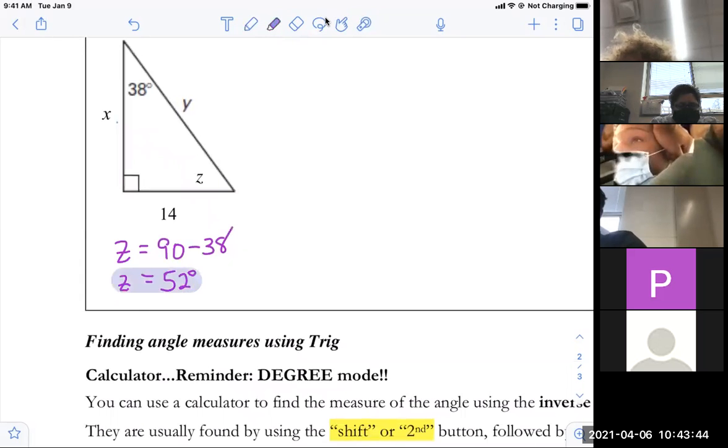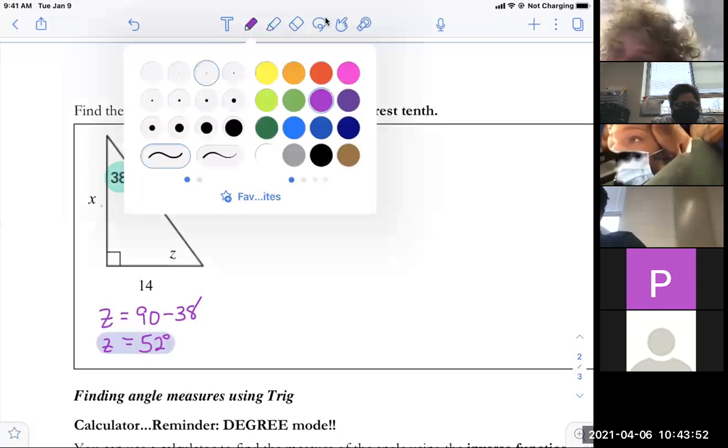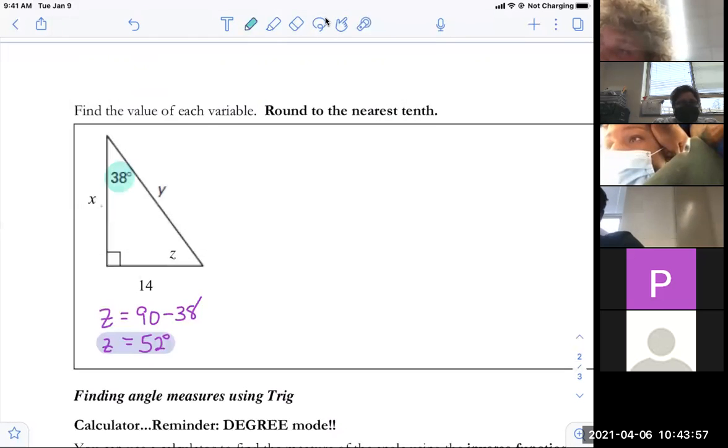All right, now let's go ahead and just use the angle that was given in the problem. Let's use the 38 degrees and label the sides opposite, adjacent, hypotenuse based on that angle measure. Again, z is 52. Don't even worry about 52. Just use the 38. All right, Blair, tell me where the hypotenuse is.